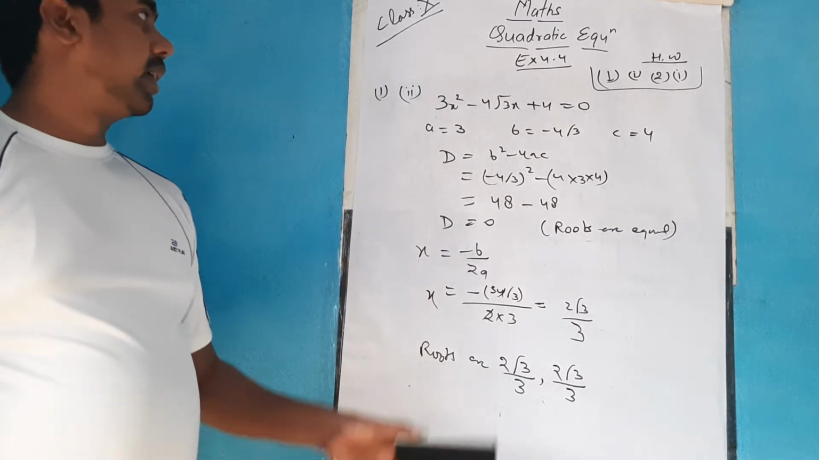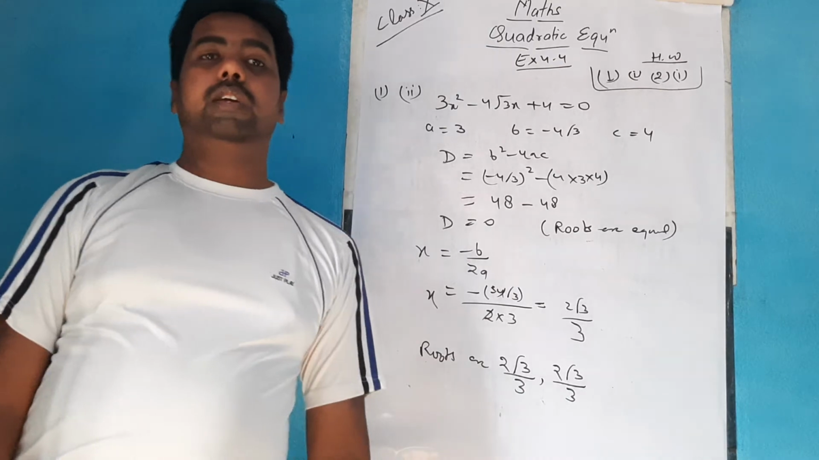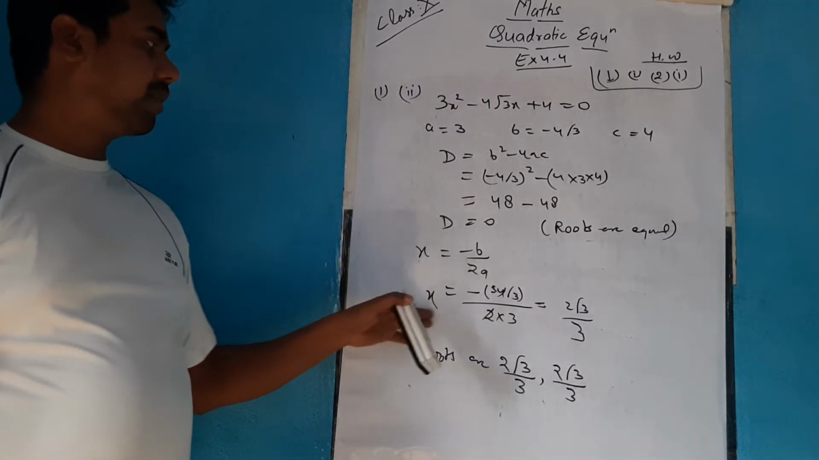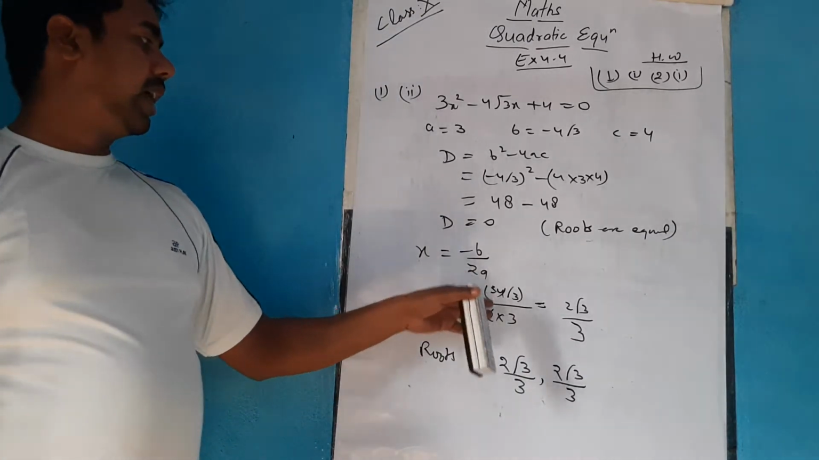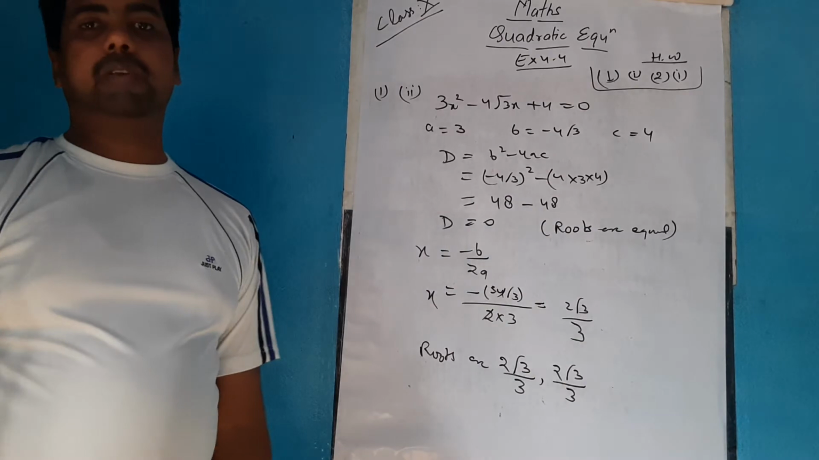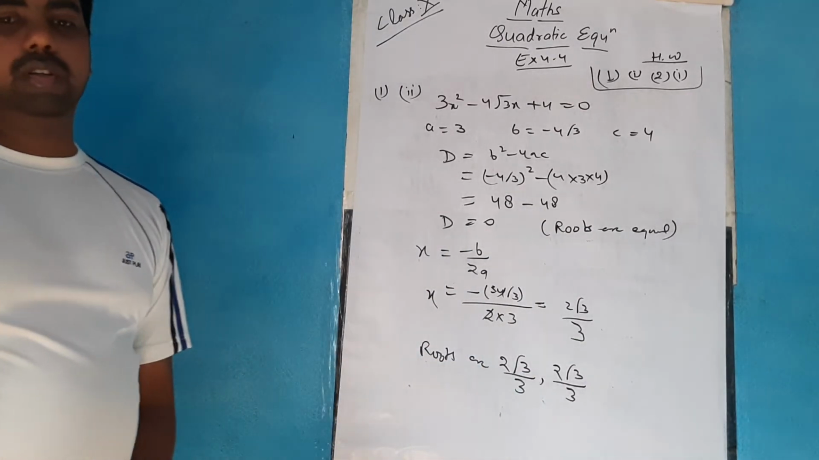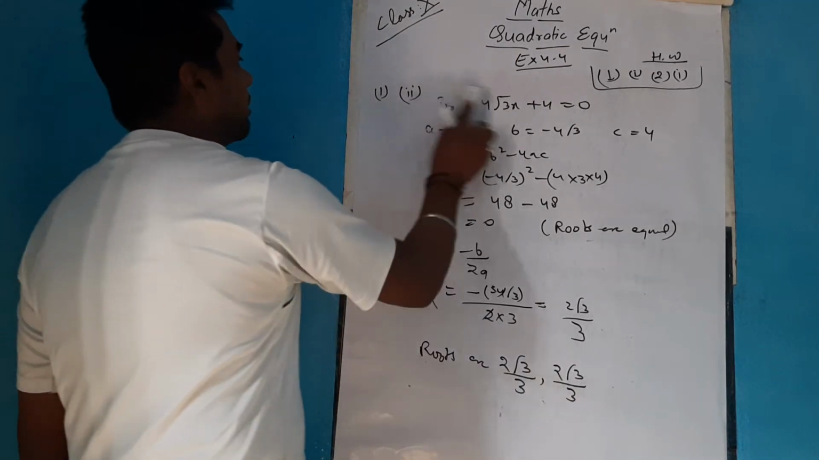First of all, get the values of a, b and c from the equation, and then find d to check in which category it is going to lie. As here the roots are equal, we apply minus b by 2a, as I told you in the example also, and we get the value and simplify it. This will give you 2 root 3 by 3 and 2 root 3 by 3. This is your answer. So this is the second part.